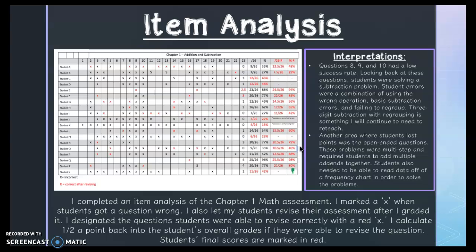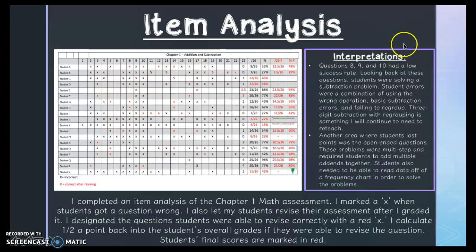So breaking this down, the interpretations: questions 8, 9, and 10 had a low success rate. There were a lot of students with X's. For example, on question 8, there were 3 students who initially got it correct and 6 after they had the opportunity to revise. So 3 out of 19 or 6 out of 19 isn't the best odds.